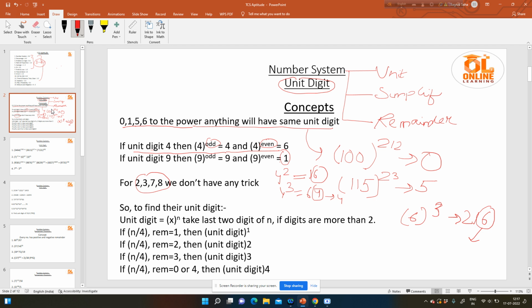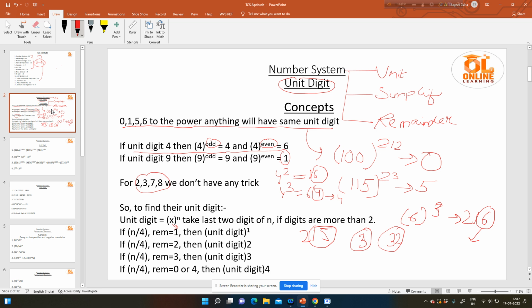So to find their unit digit, if x is the number to the power n, take the last two digits of n. Suppose the power is 215, then we have to take the last two digits to calculate. If there is only one digit, then we will take only the single digit. If it is 3, then we will take the single digit. If it is 32, then we will naturally take these two digits. But when the power is greater than two digits, then we will take the last two digits.